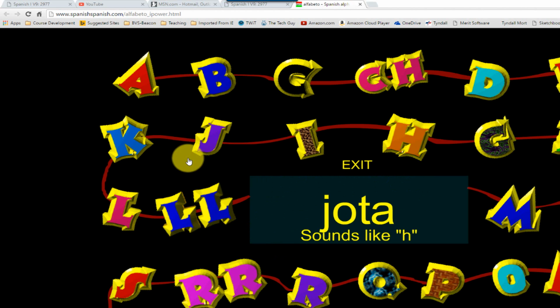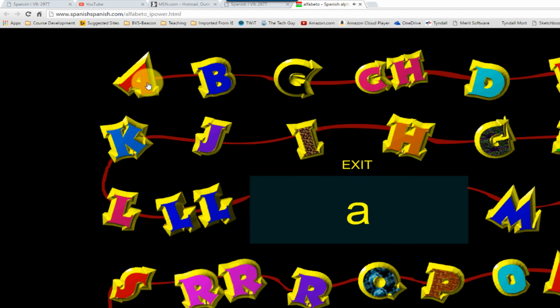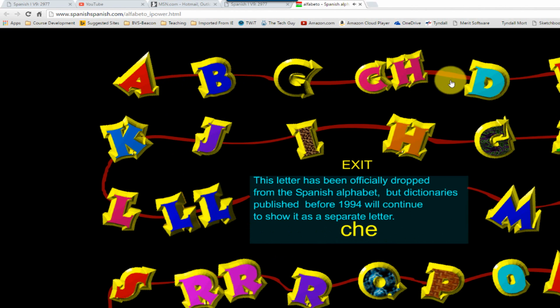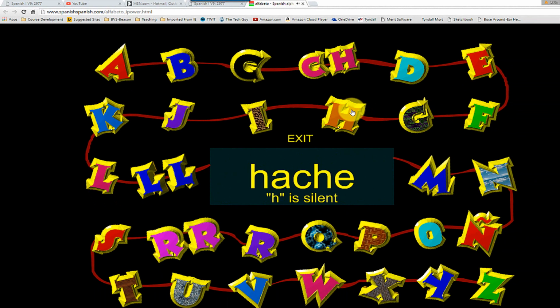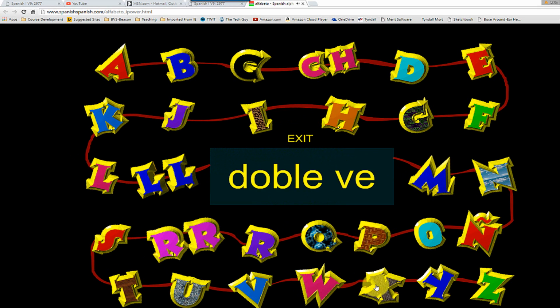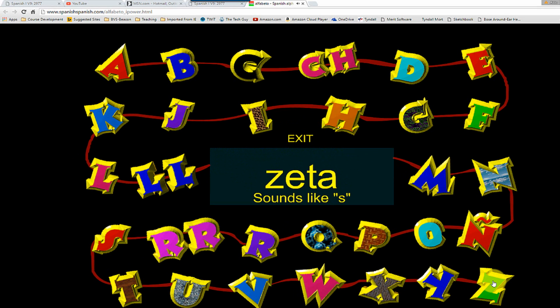The Spanish vowels A, E, I, O, U. And here are the letters A, B, C, Ch, D, E, F, G, H, I, J, K, L, L, M, N, Ñ, O, P, Q, R, R, S, T, V, W, X, Y, Z.